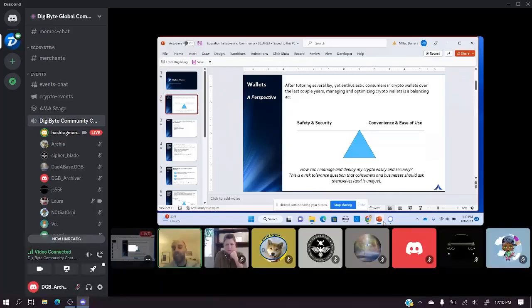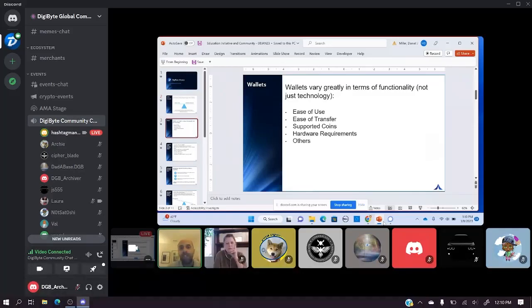This is a risk tolerance question that consumers, and I'll speak a little bit about the businesses, should ask themselves. And each of these is unique, right? So this is a rhetorical question that I think we all should ask ourselves as we become more sophisticated and more knowledgeable in the space that is dynamically changing over time.